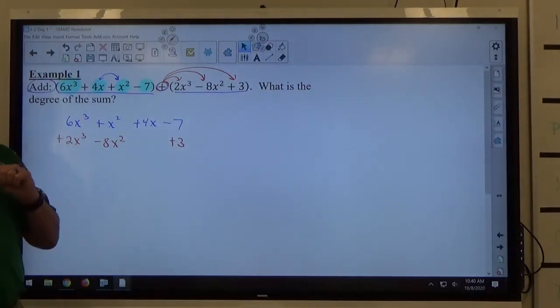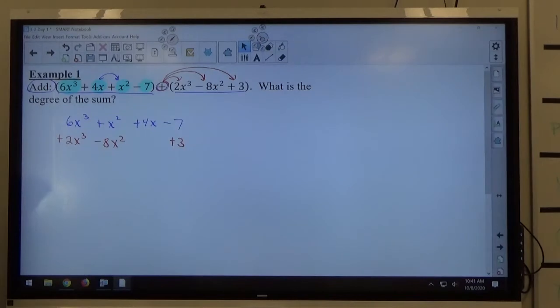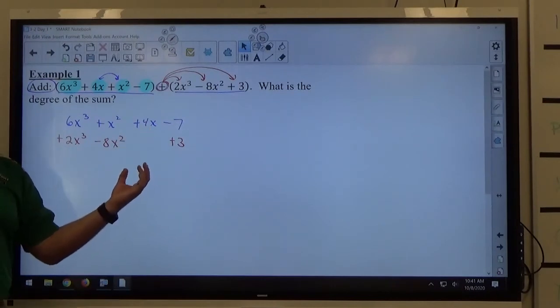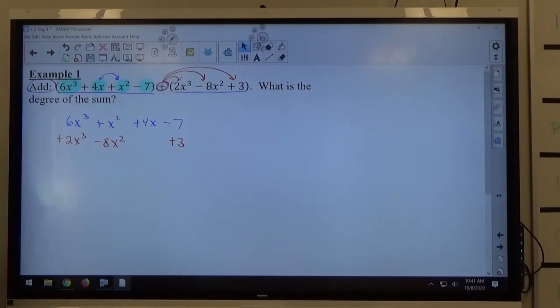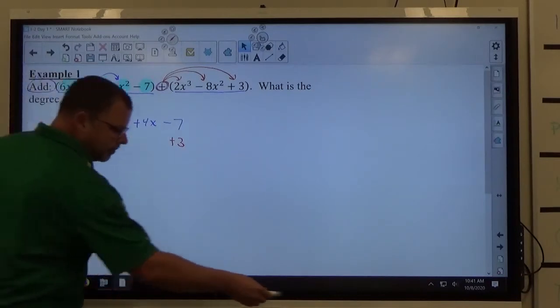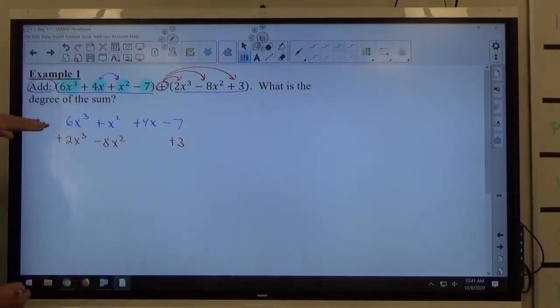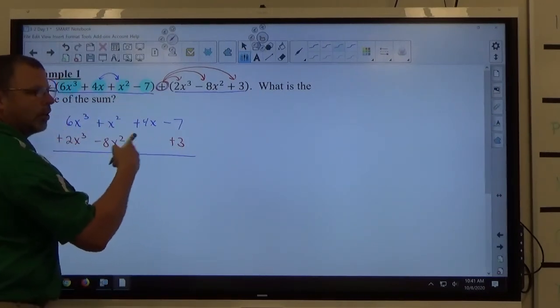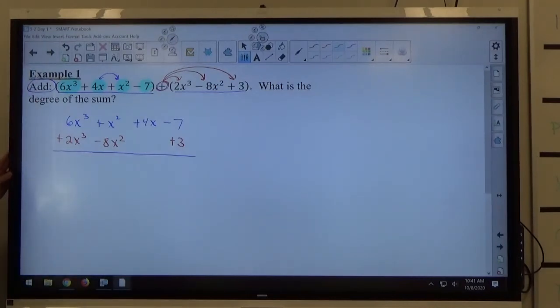Is it illegal to put like plus 0x? You can put plus 0x if you want to. It's not necessary. It's going to have the same effect. I've got nothing there, so nothing's going to happen. You got 0x, which is still nothing. So you can put a 0x if something's missing like that. If it makes you feel better to put that, you sure can. Absolutely. So you can see here that I've got my first one written down in descending order. I've got my like terms lined up in each column. And like Alyssa said, if you want to put plus 0x there, you sure can. I'm not going to. I usually don't.